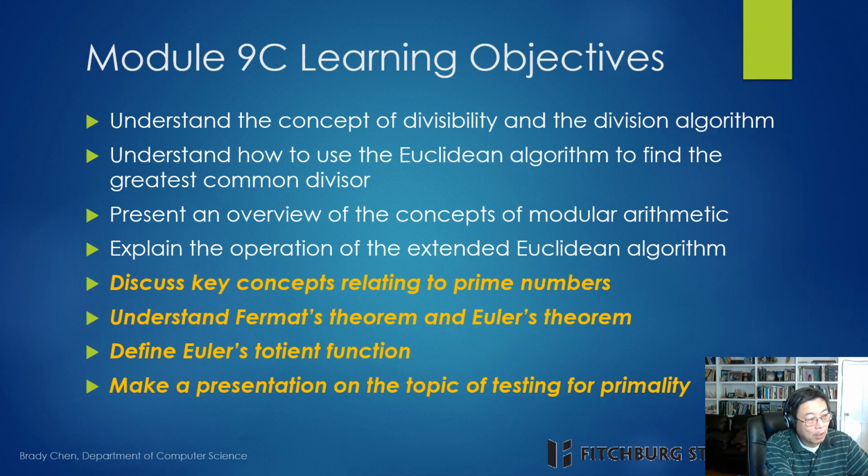In Part C of Module 9, we're first going to introduce the concept of prime numbers. Then we're going to talk about Fermat's theorem and Euler's theorem. And then we're going to define the Euler's totient function, normally written as phi of n, where n is any positive integer. Then we're going to introduce one of the most important algorithms to test the primality of an integer, and that algorithm is called Miller-Rabin.